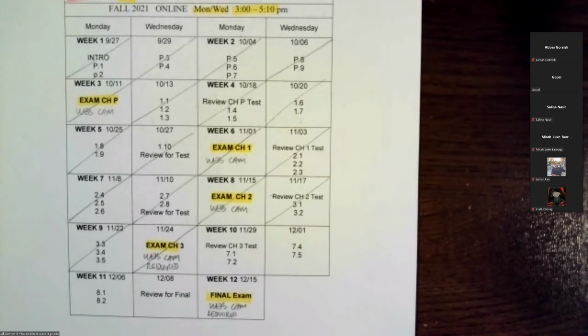So will the final be from content from chapter 6 to chapter 8? The final covers the entire course. Okay. Other questions?